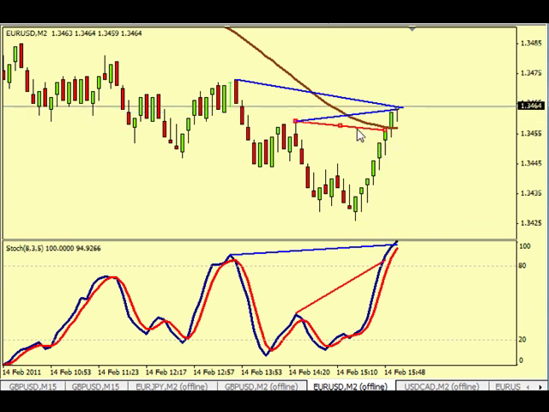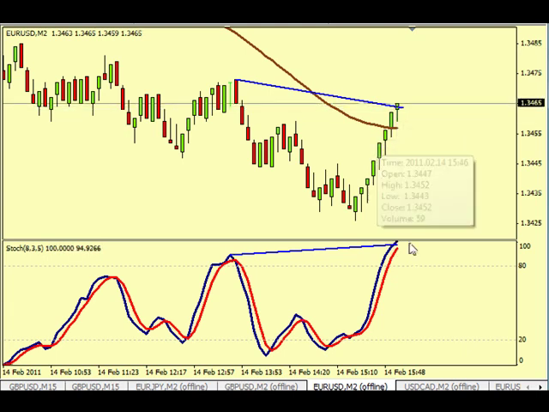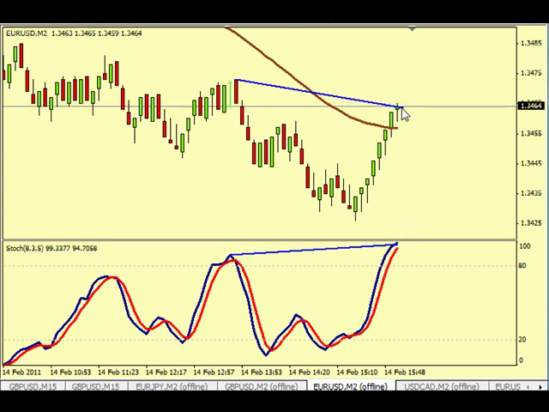So now I've got too many lines on here. I'll get rid of these. So now this is what we're looking at. This is a potential trade setup. Higher high on the stochastics, lower high on the price. So I will hit pause and we'll see if this gives us a trade. Okay, talk to you in a bit.